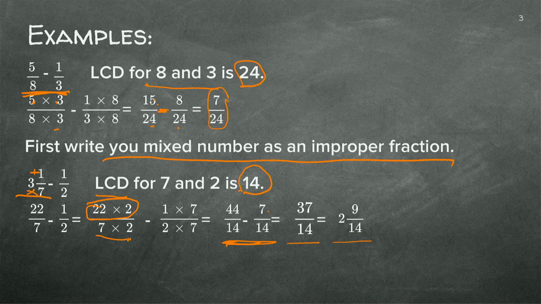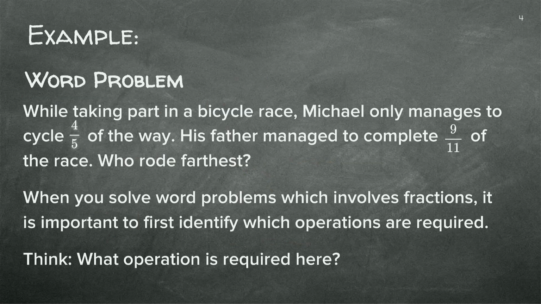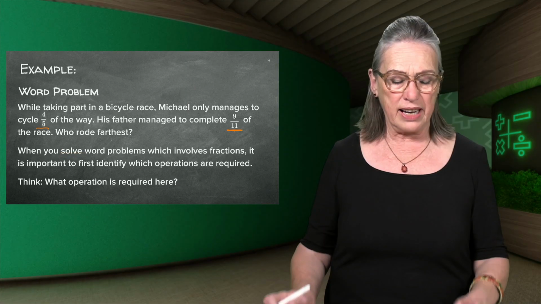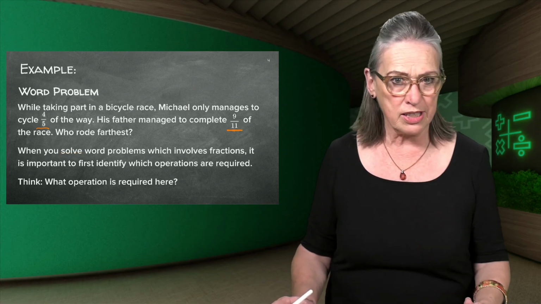Okay, right. I'm going to first give you a word problem. While taking part in a bicycle race, Michael only manages to cycle 4/5 of the way, and his father managed to complete 9/11 of the race. So now they ask us, who rode farthest? Okay. So now don't get thrown by these odd fractions. So what is the first question we ask ourselves?